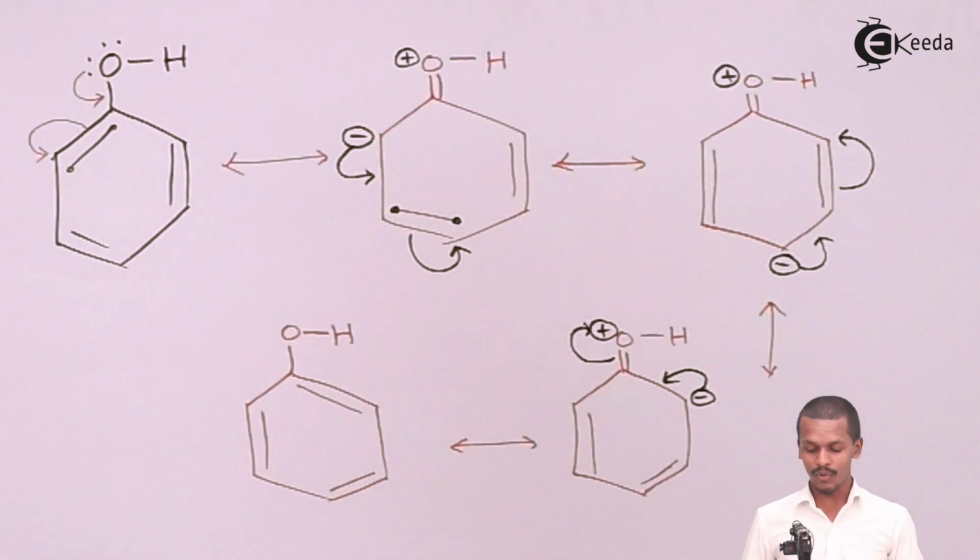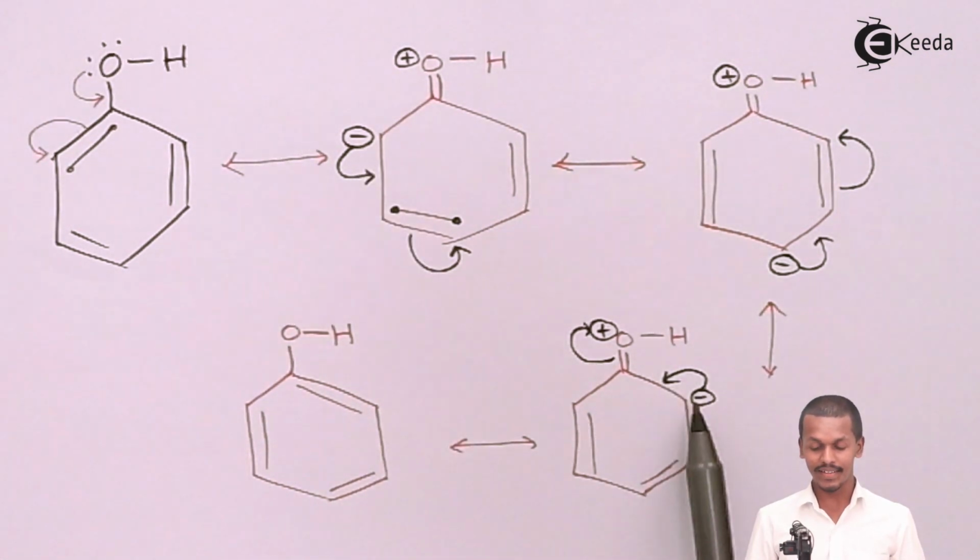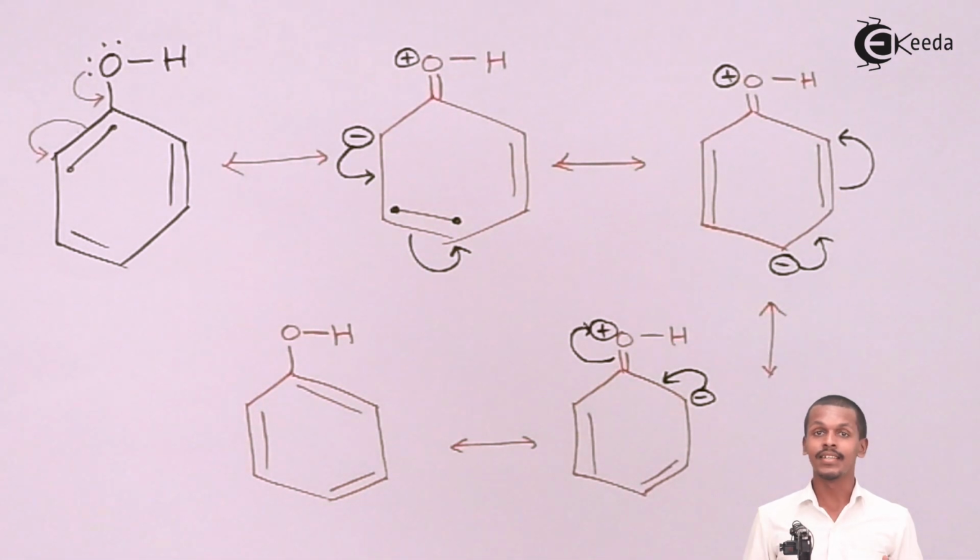So that is the reason that at ortho positions and at para positions we could see the electron donating tendency towards the electrophile that is going to be attached. It is more, and that's the reason it is more reactive towards electrophilic substitution, towards the ortho position and towards the para position. So that is what we have got to know here.